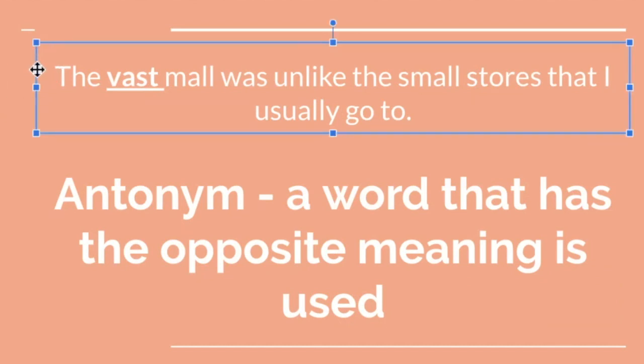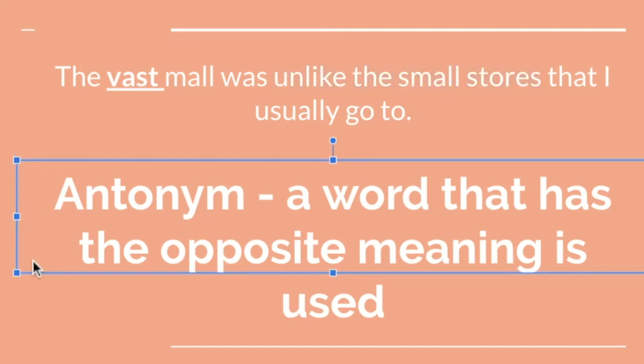The vast mall was unlike the small stores that I usually go to. Vast is our unknown word. If I read on in the sentence, I see unlike the small stores. So the vast mall is unlike the small stores. So if something is not small, unlike small, then it must be big. So I think that vast means big. This is an example of an antonym clue, where a word that has the opposite meaning is used somewhere in the sentence or nearby.